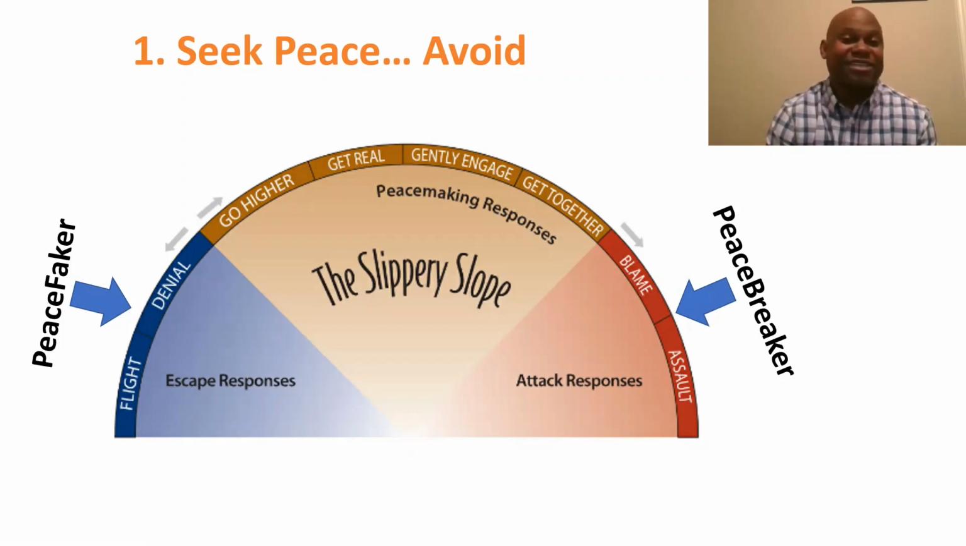So, the first thing I learned is to seek peace and avoid being a peace faker or a peace breaker. The peace faker is the person that wants to avoid conflict at all costs, and the peace breaker is a person who seeks to win at all costs, even the cost of relationships.